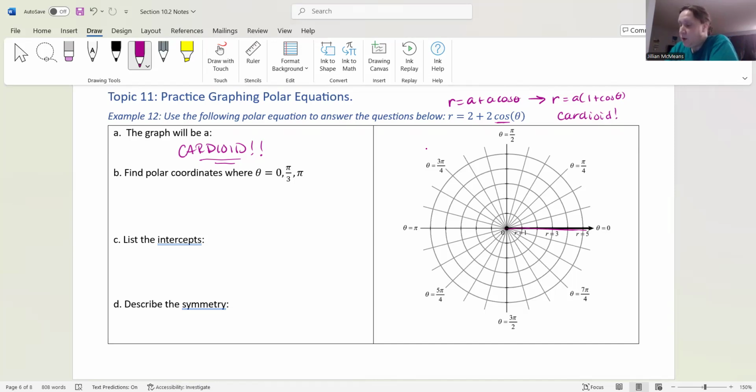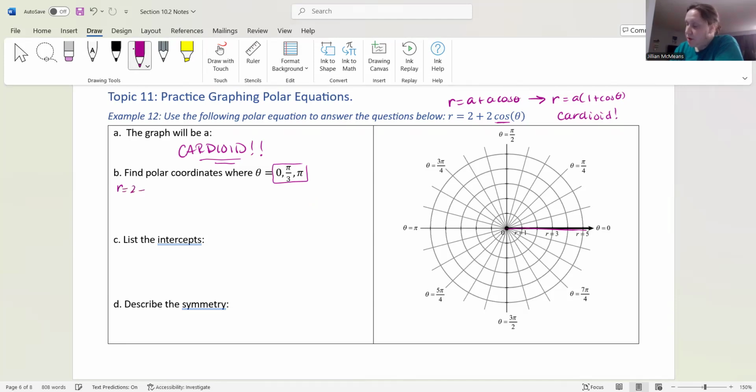Now it says find polar coordinates where theta equals 0, pi over 3, and pi. So we're going to just do old school point plotting. You could even create a table if you wanted to. You know how when you first learn to graph equations, you do your XY table of values? You could absolutely do that. You would just do r, theta, okay? So let's figure out what these are. We're going to take this equation, r equals 2 plus 2 times cosine theta, and plug in these three values for theta one at a time and see what we get for r.